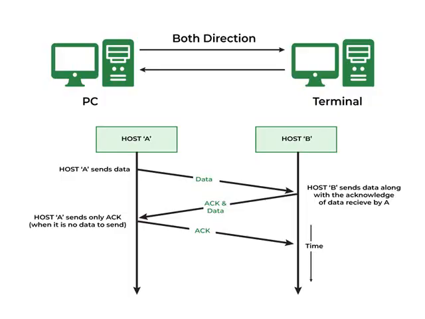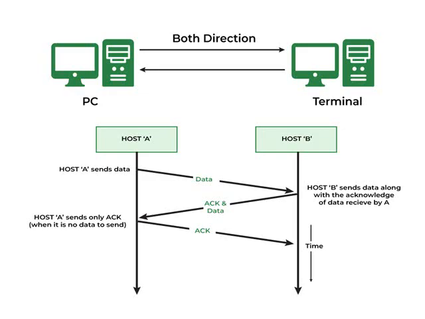This is the full duplex channel, where transmission takes place in both directions. Simplex means the transmission takes place only in one direction, but full duplex means the transmission takes place between the sender and the receiver in both directions. Here the sender is host A and the receiver is host B.